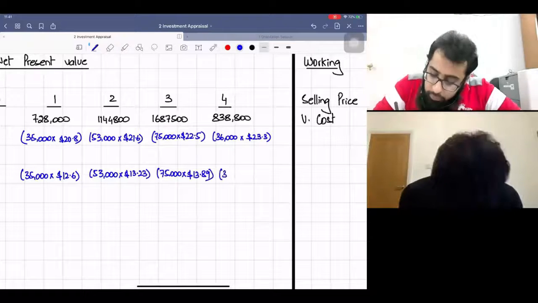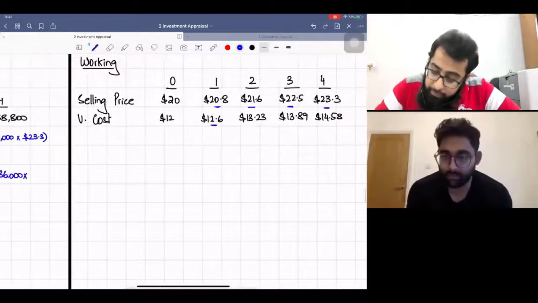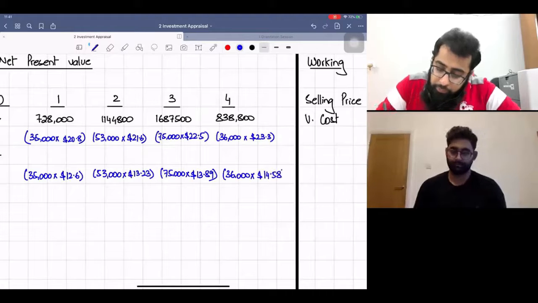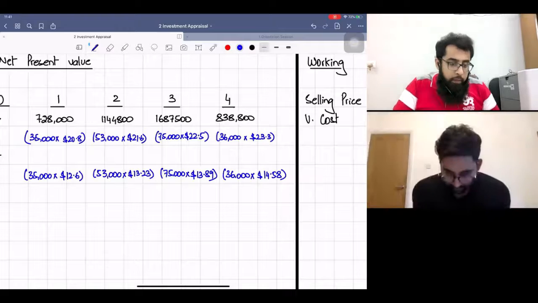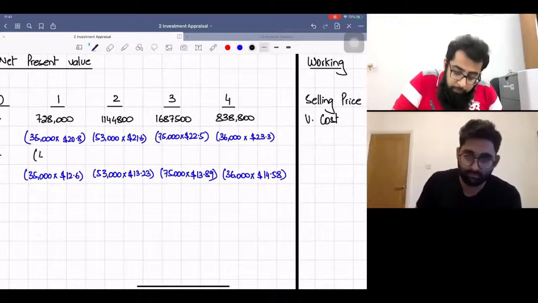And the last one is 14.58. Now there is no fixed cost in the question. Into 12.6, it's 4,41,000.